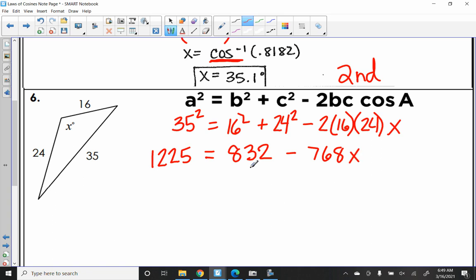I'm going to subtract the 832 from both sides now. So subtracting this, now I got 393 equals negative 768 x. Then divide. You sure 16 squared is plus 24 squared? Yep. Okay.